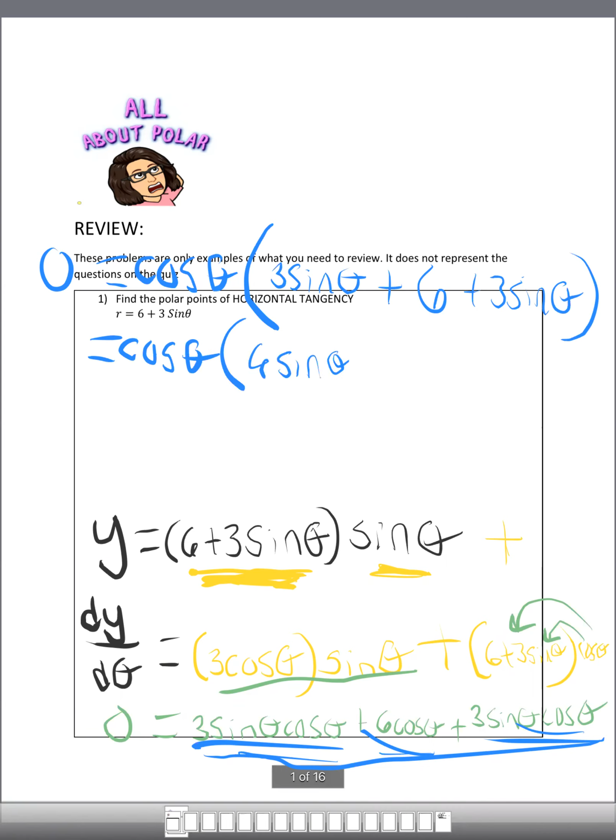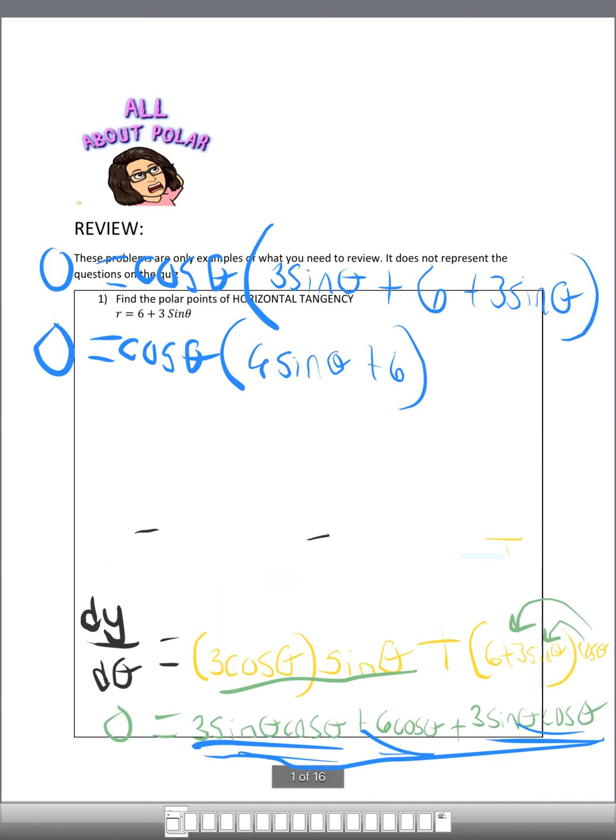When you simplify this, you're left with cosine of theta times 6 sine of theta plus 6. Now, if you remember from factoring in middle school, in order to figure out the values that work with this expression, all you're going to do is split it apart. So we're going to do 0 is equal to cosine of theta, and then 0 is equal to 6 sine of theta plus 6. And remember, all of this is to figure out when this thing is horizontal.